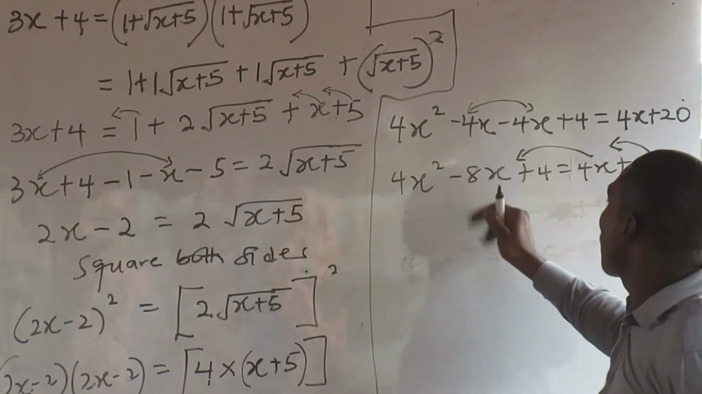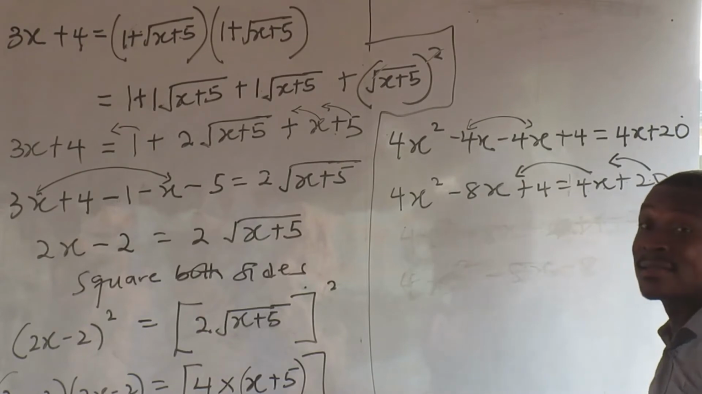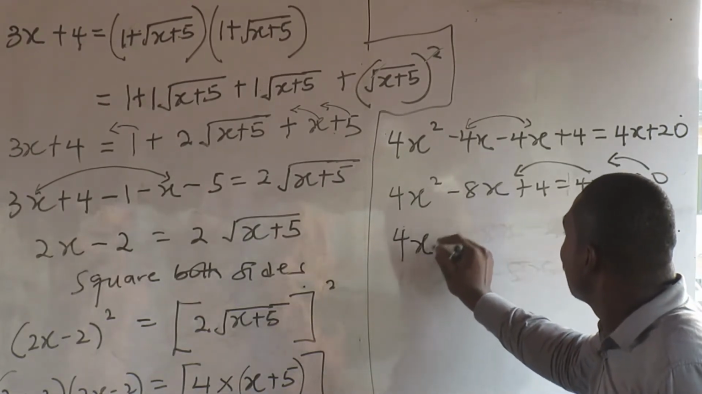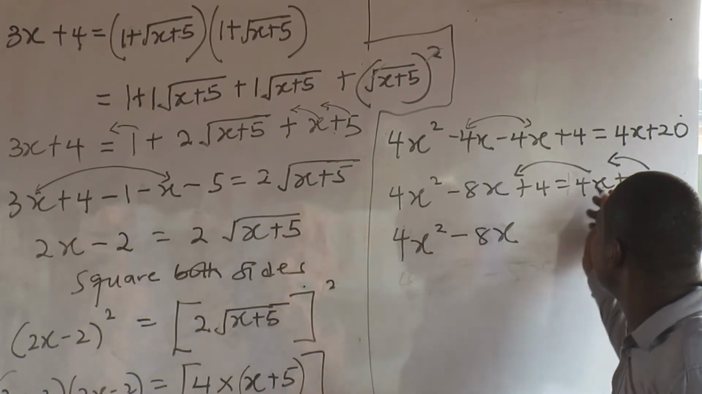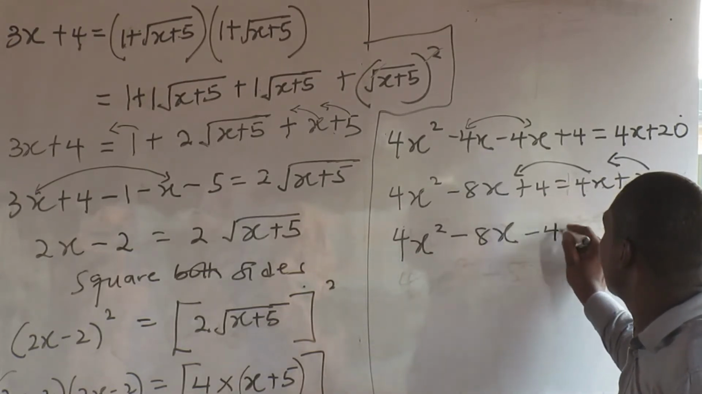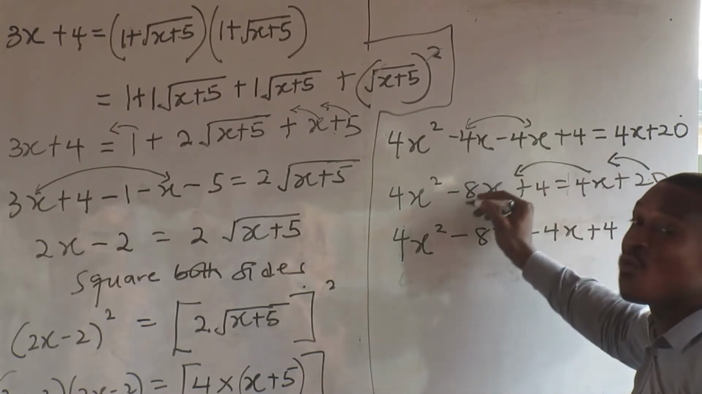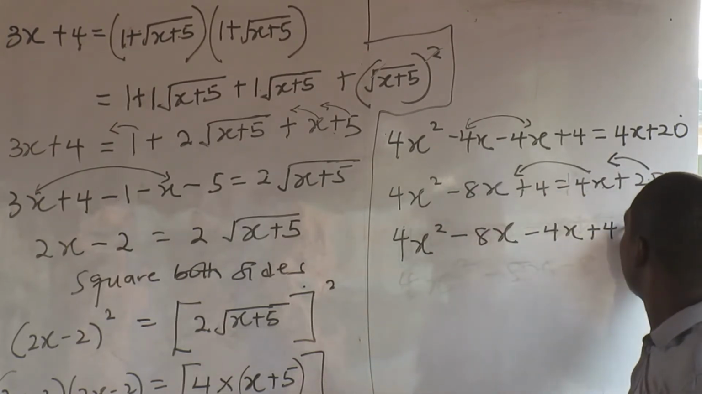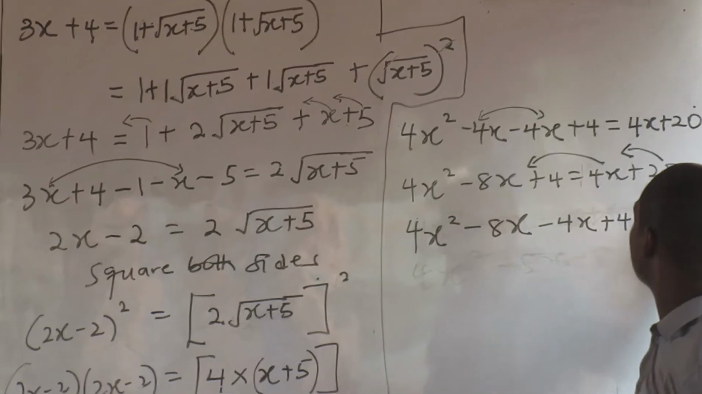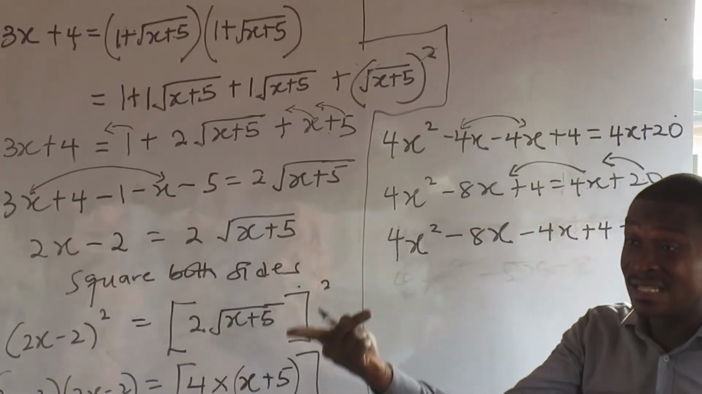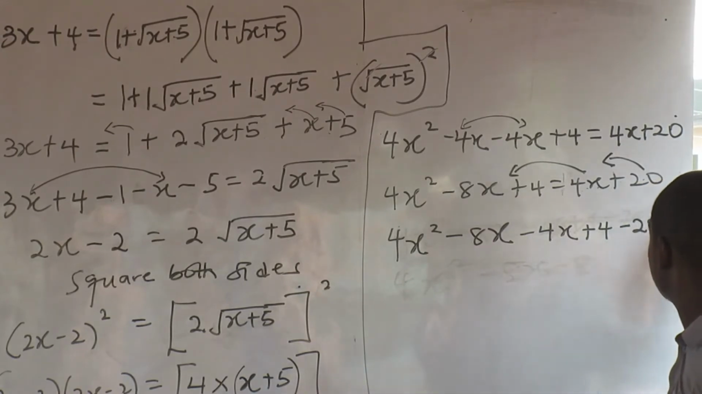Okay, so 4x squared minus 8x plus 4 equals 4x plus 20. Good. Now, we have 4x squared minus 8x. This one comes here to be minus 4x. Plus 4 already on the left. You are also moving over there, right? To be minus 20. Now, if 4x and 20 decide to relocate to the left, they leave 0 here.